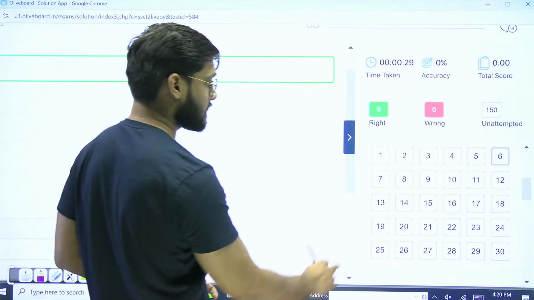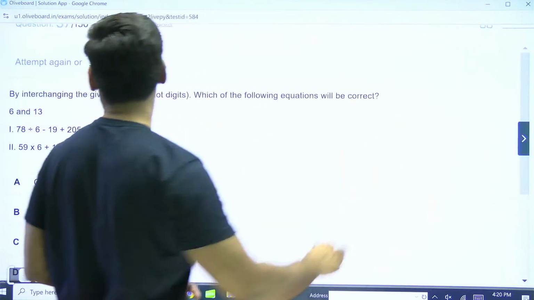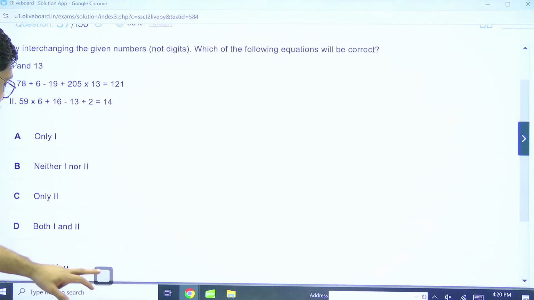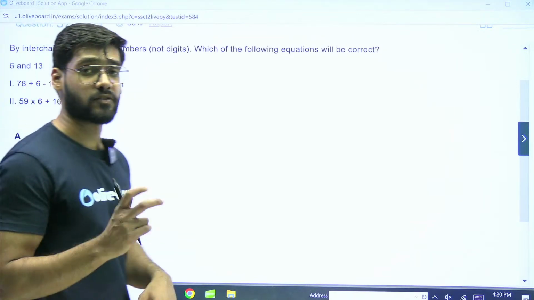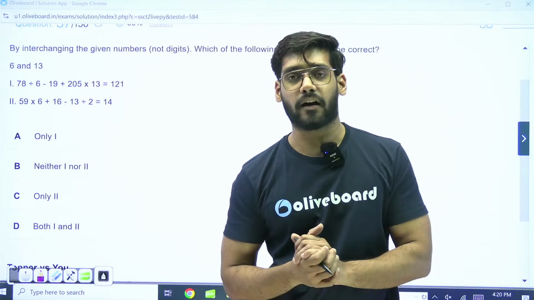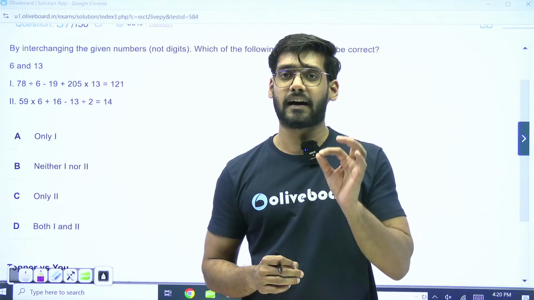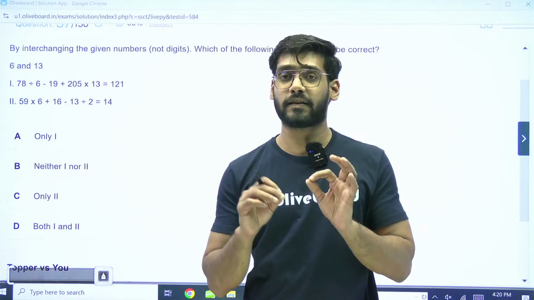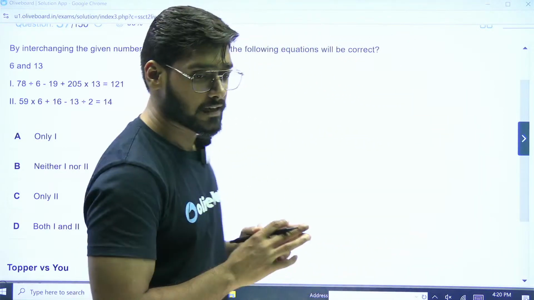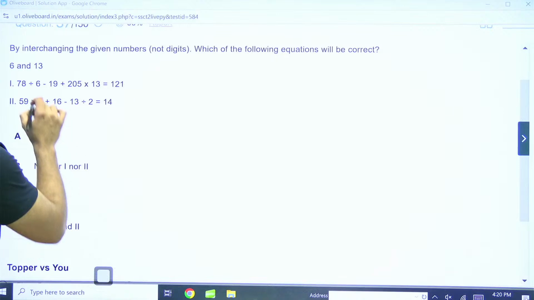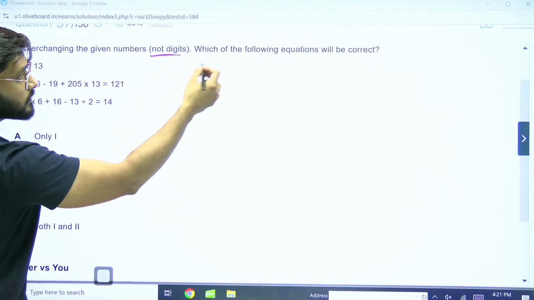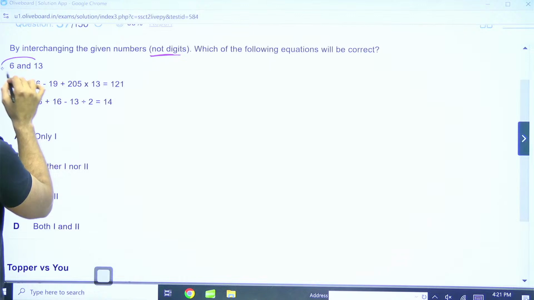Next question, 7th on our screen. The question is from mathematical operation, which is very crucial and very important for the Tier 2 examination. As you all are aware, SSC has released the official dates on which the Tier 2 examination will be conducted. By interchanging the given two numbers, not the digits, the full numbers, which of the following equations will be correct? We have to interchange 6 and 13.